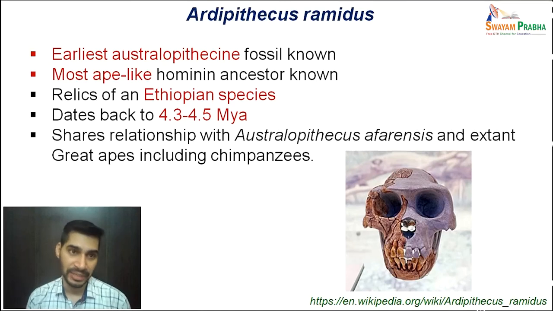Starting with Ardipithecus ramidus. It is the earliest Australopithecine fossil known so far, and it is the most ape-like hominin ancestor known so far, which is the relics of an Ethiopian species. If you talk about their age, it was approximately 4.3 to 4.5 million years ago, and it shares relationship with Australopithecus afarensis and extant great apes, including the chimpanzees.